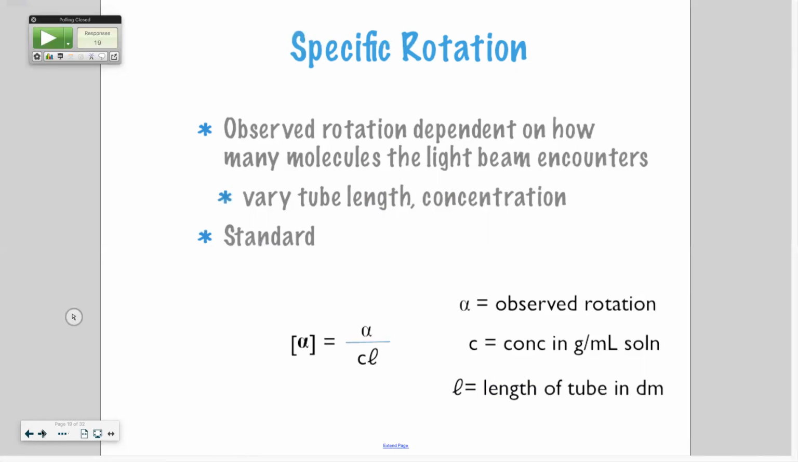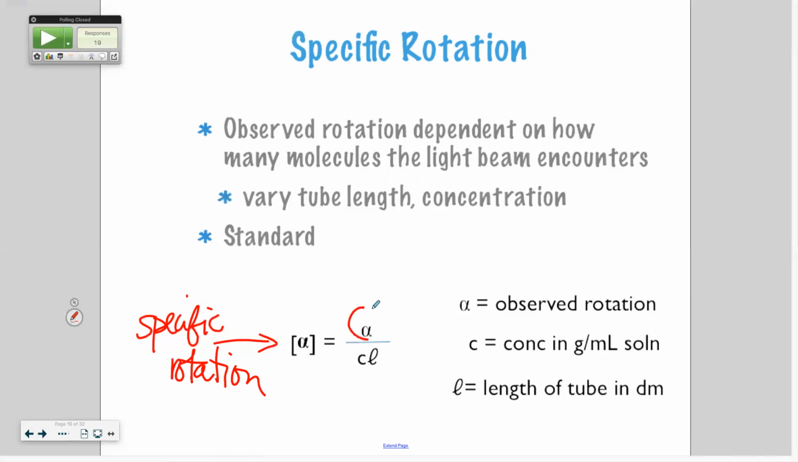And so because of that, they came up with a standard. This is the standard, okay? The alpha in the square brackets is the specific rotation. So let me write that up there. So this is the specific rotation. What we wanted to do was be able to put them all on the same scale so that we can compare our numbers and stuff like that.